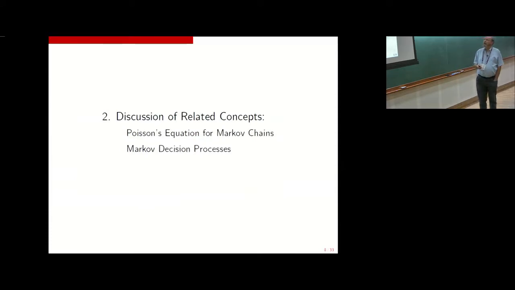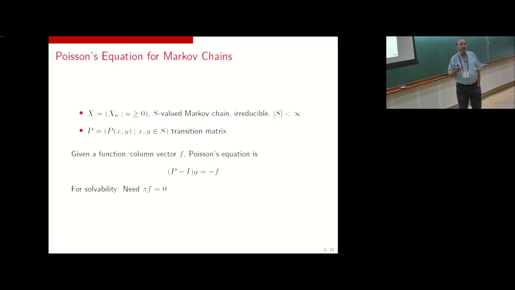Okay. So now let me talk about these related concepts. So first of all, Poisson's equation for Markov chains. What is Poisson's equation for Markov chains? Well, I'm going to discuss it in its simplest context, namely that of a finite state Markov chain. So we have a Markov chain Xn evolving according to a transition matrix P. The xy entry is the one-step transition probability of going from state x to y.